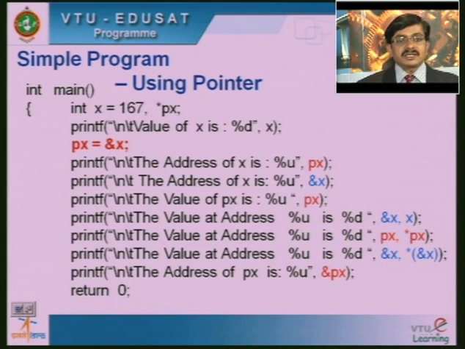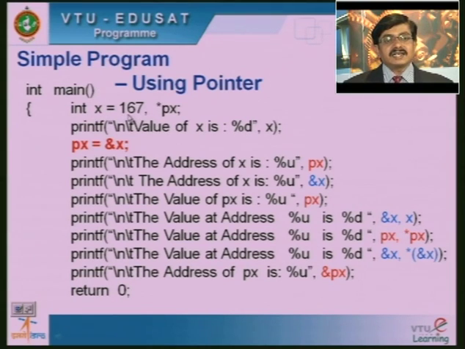Now look at this particular program here. I have declared int x is equal to 167, x is a variable of type integer, and I declare a pointer px, which is a pointer to x, where x is an integer variable. The value of x, 167, will be printed there, because that is the value I am assigning here. px is equal to ampersand of x. With this statement, px will get the address of x when I execute the program. Based on the address where x gets stored, px will get the respective address.